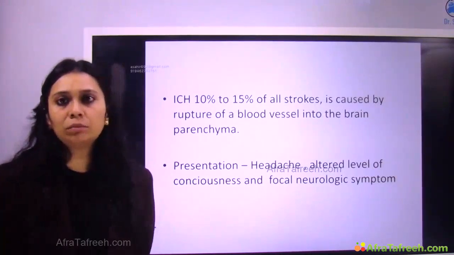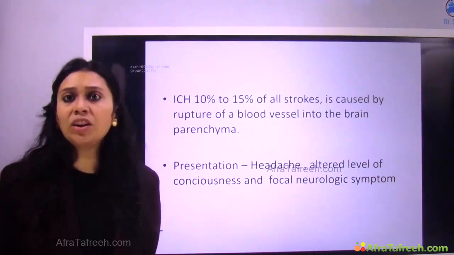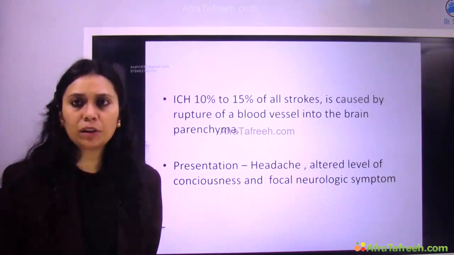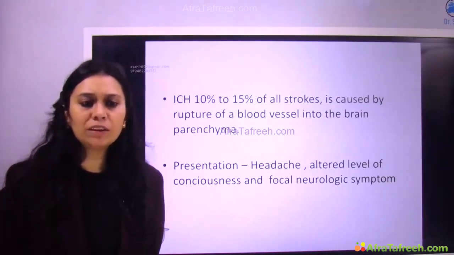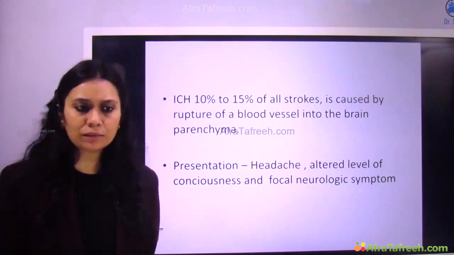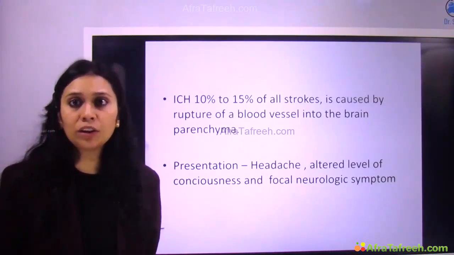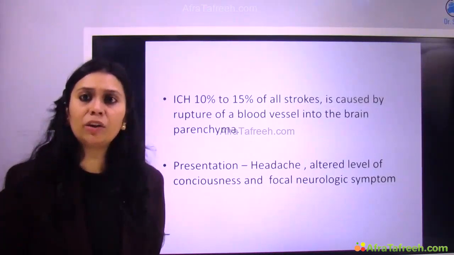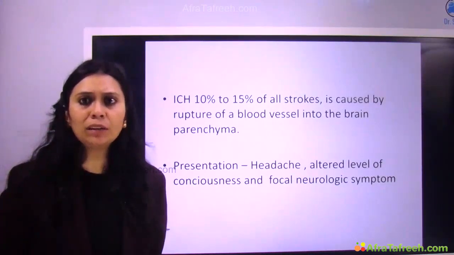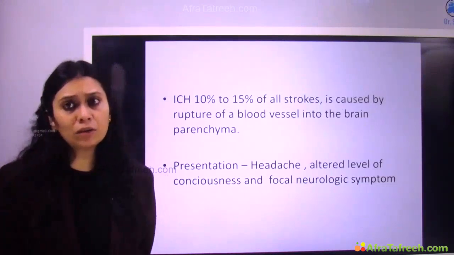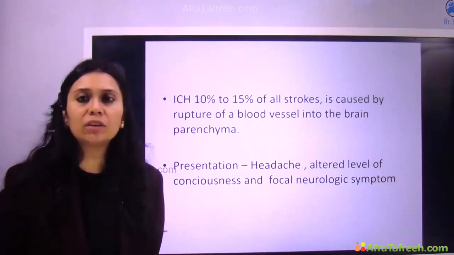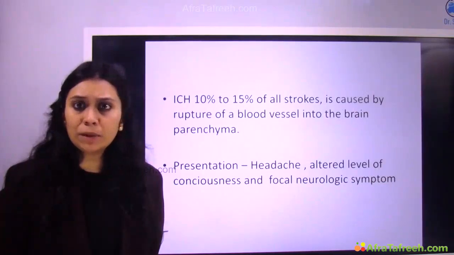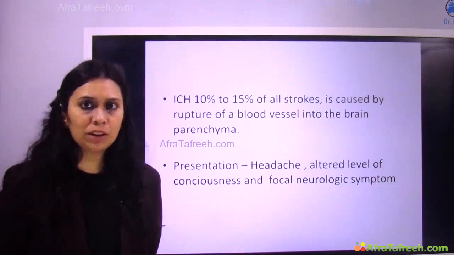So one of the emergent differential diagnoses of headache is intracerebral hemorrhage. Whenever headache presents with altered level of consciousness and focal neurological deficits, ICH, intracranial hemorrhage, should come to our mind. There are other differential diagnoses also, but ICH should be one of them. In my subsequent slides, I will tell you how to approach this patient.